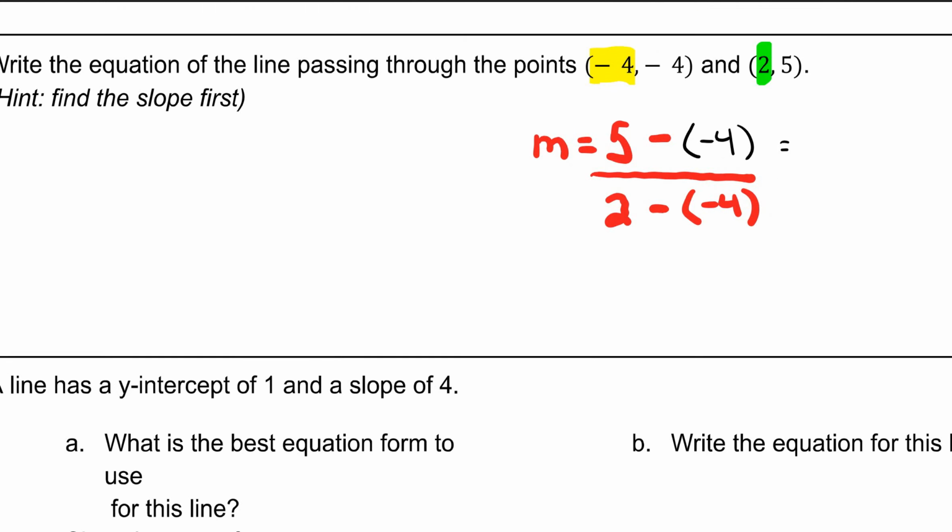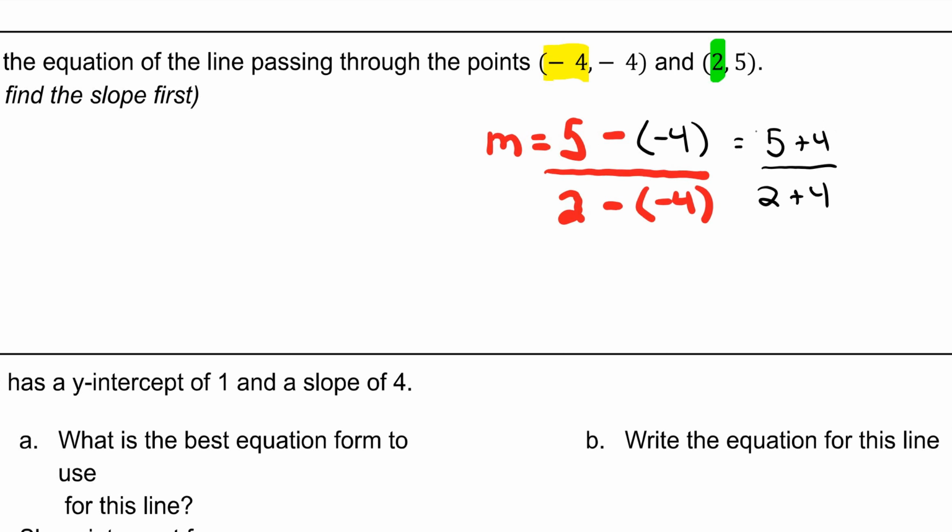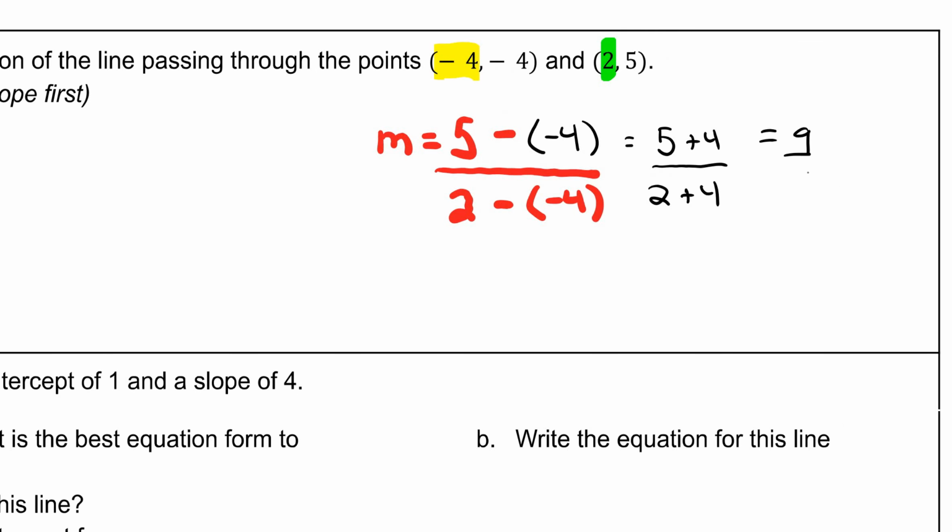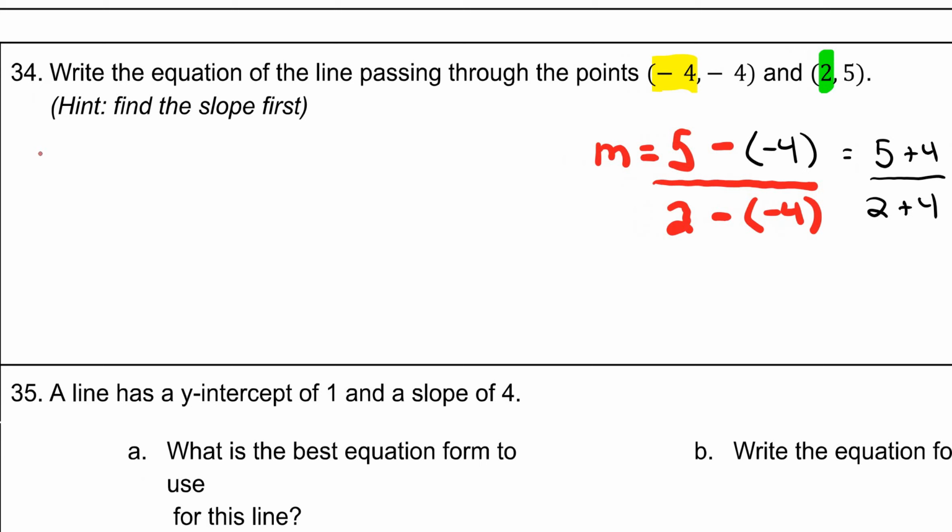Okay, and if you do the math here, now you get 5 plus 4 divided by 2 plus 4, and that's the same thing as 9 over 6, which is 3 over 2. So that's a very quick way where you can find the formula by just subtracting the x and y values there. Okay, so we know the slope is 3 over 2. So let me write that over here, m equals 3 over 2.